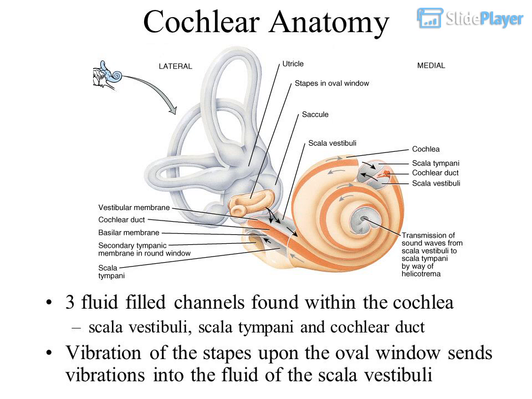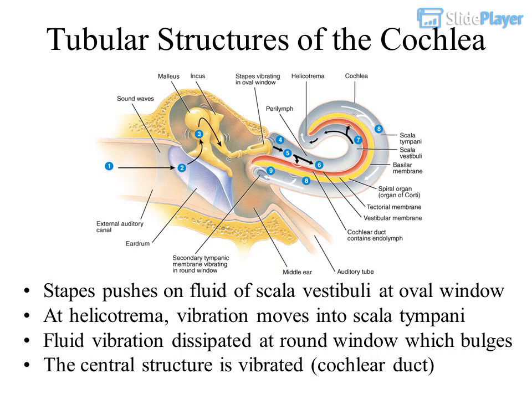The channels are the scala vestibuli, scala tympani and cochlear duct. Vibration of the stapes upon the oval window sends vibrations into the fluid of the scala vestibuli, tubular structures of the cochlea. The stapes pushes on the fluid of the scala vestibuli at the oval window. At the helicotrema, vibration moves into the scala tympani. Fluid vibration is dissipated at the round window, which bulges. The central structure, the cochlear duct, is vibrated.